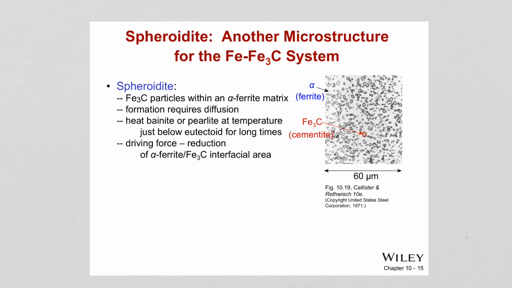So how does this structure form? It forms when you heat the alloy to a temperature just below the eutectoid temperature, such as 700 degrees C, for a long period of time, maybe 24 hours. Spheroidite forms. Instead of the alternating ferrite and cementite structure or the microstructure of bainite, the cementite particles appear as sphere-like particles in a continuous alpha matrix.